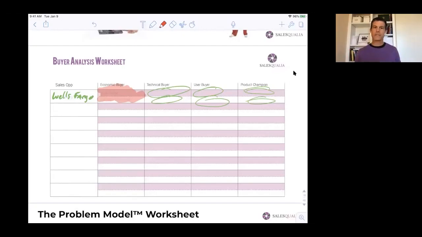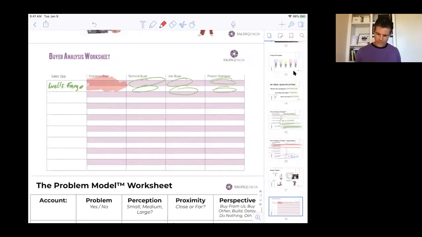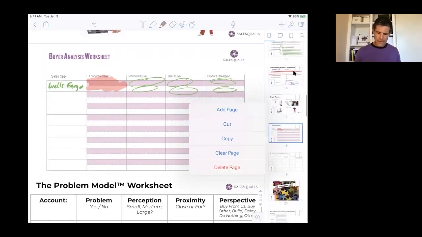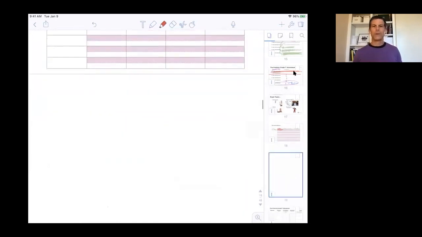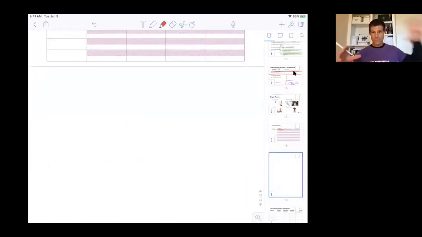So we've talked about the problem finder and we've talked about the buyer analysis. So let's bring these two things together. I'm going to show you a model and an exercise that you can do to really pull together problem and buyers to make sure that in fact a deal is qualified.